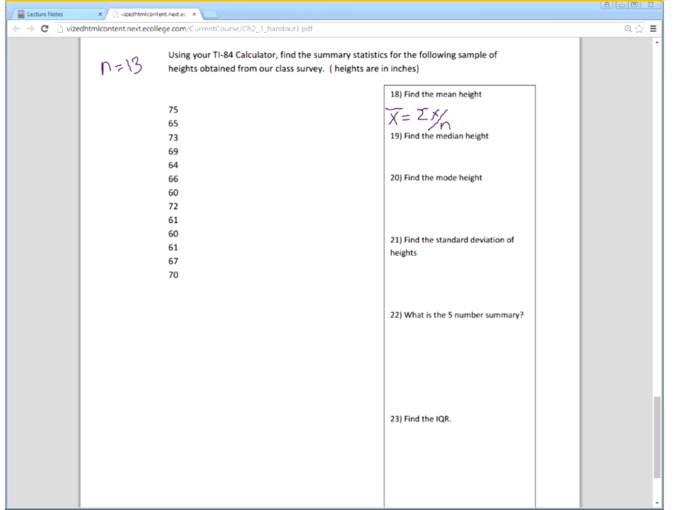Now if you wanted to do this on your calculator, you can just enter this into one of your lists. It doesn't matter which one. And then you're just doing one-var stats on that list. This time it's just one list. All right, so I'm going to take you back to the calculator, and we'll go ahead and enter those and see what we get.